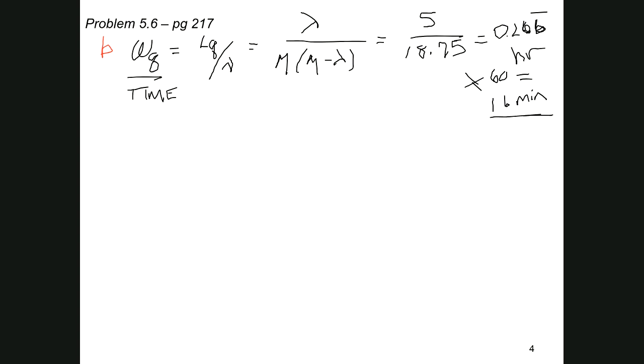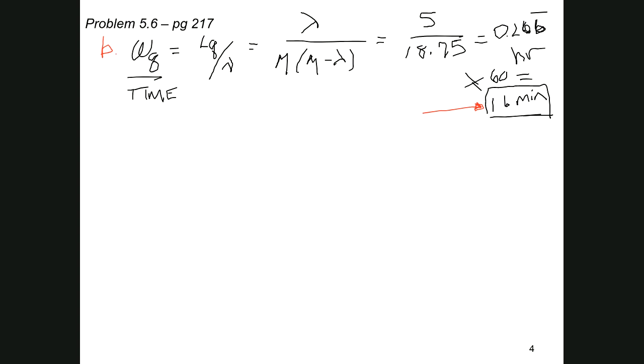So why is this important to know? Because if this is the average, then thinking in practical terms, an aircraft that's coming to the Peachtree Airport needs at least 16 minutes of fuel on average to be able to complete the landing process. Otherwise, there's going to be an emergency. So that's part B.